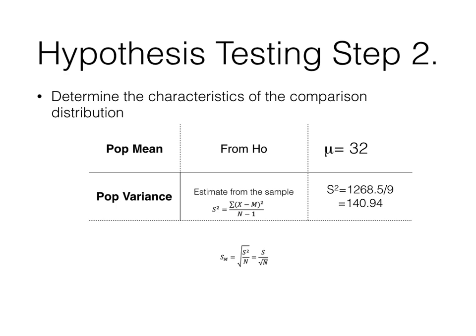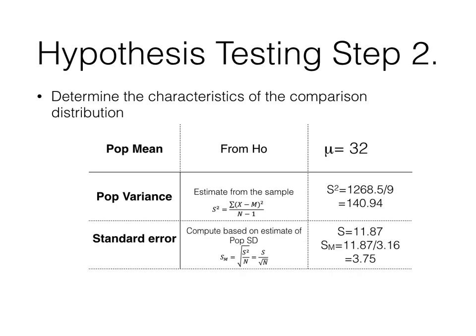And what you can see in the next column over is the calculation for that. And that turned out to be 1,268.5. That's the SS. And then I'm dividing it by 9 because it's 10 minus 1. And that reduces down to 140.94. So that's my estimate of the population variance from my sample. And then I need to calculate the standard error from that. And the formula for the standard error is what you see here.